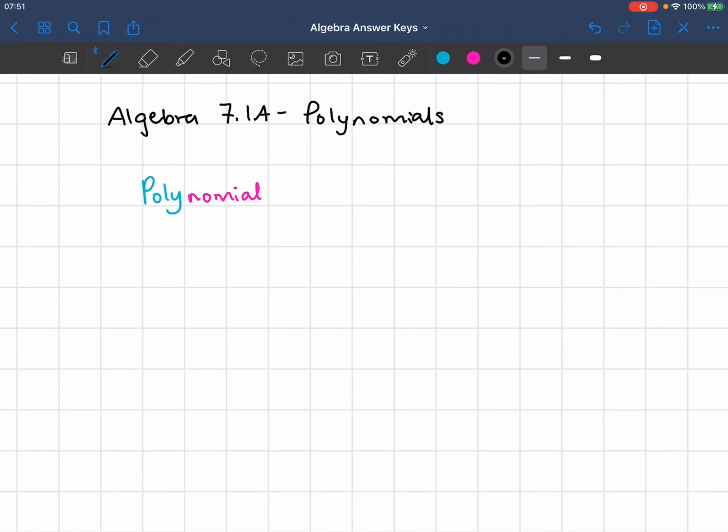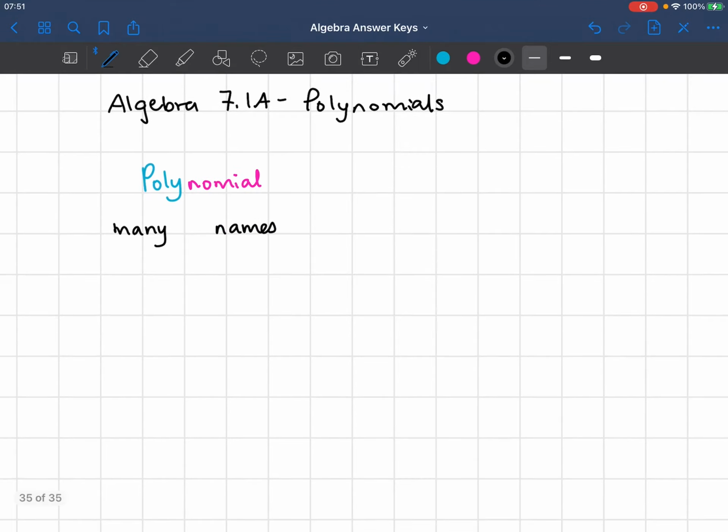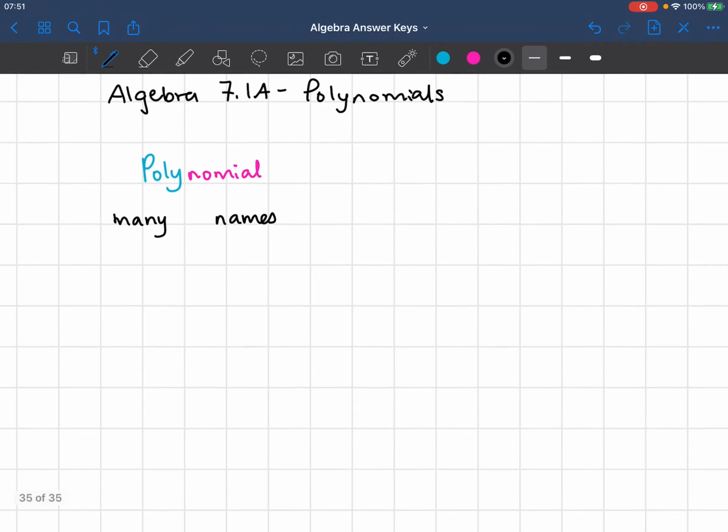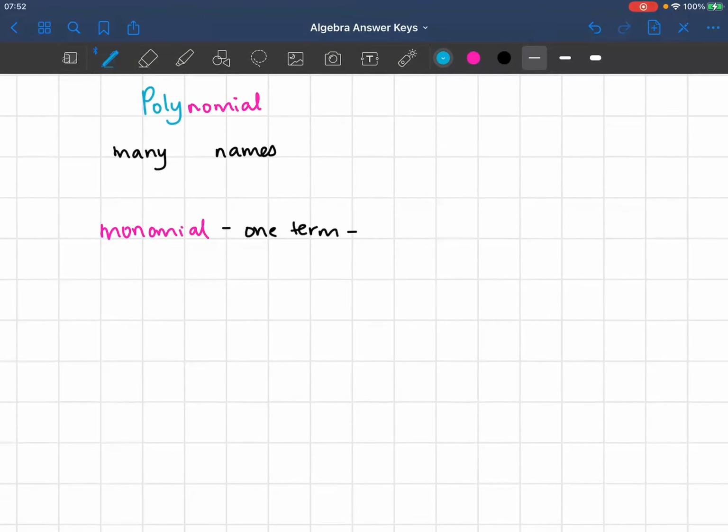So the word polynomial comes from the roots poly and nomial, poly meaning many, and nomial meaning names. There's different kinds of polynomials, and they all have different names. However, we're just going to start with a monomial. A monomial has just one term. An example of a term could be a number, a variable, or a product of numbers and variables.